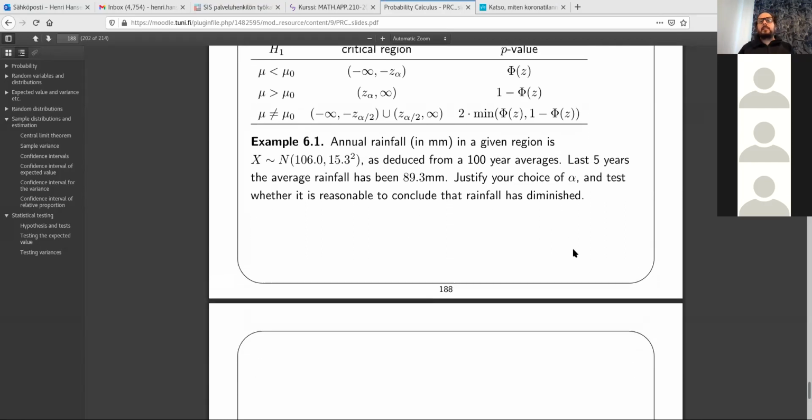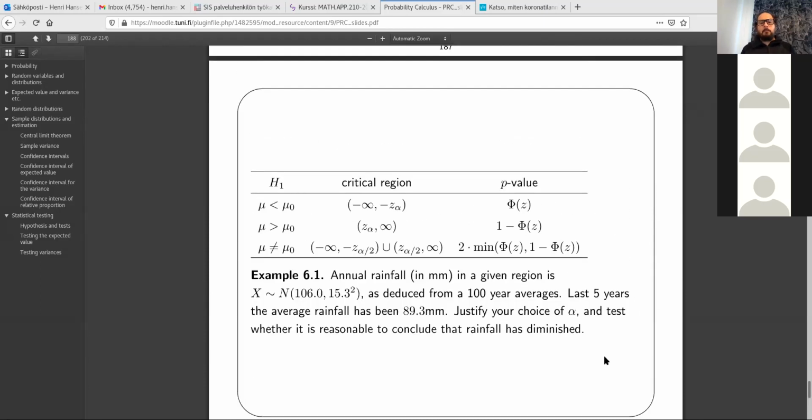All right, here's an example. Annual rainfall measured in millimeters in a given region is a normal distribution, and has expected value 106 millimeters, with a standard deviation of 15.3. It's usually given using the standard deviation. And we've deduced this from 100-year averages, so let's say between 1890 and 1990. And then in the last 5 years, the average rainfall has been 89.3 millimeters. Justify your choice of alpha and test whether it is reasonable to conclude that, for instance, a climate change has occurred and rainfall has diminished.